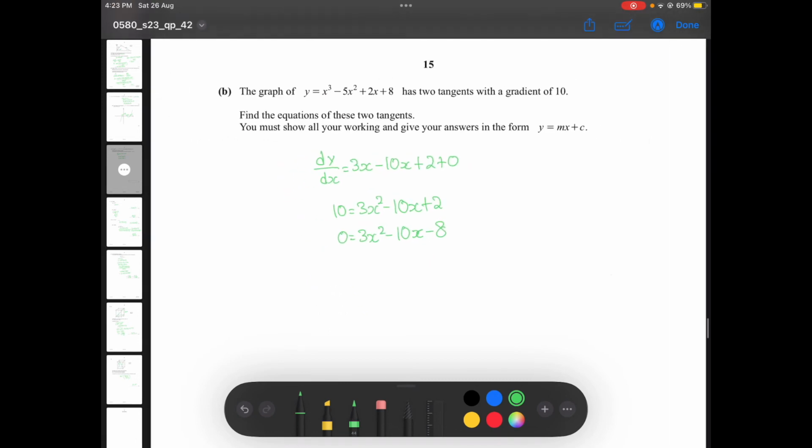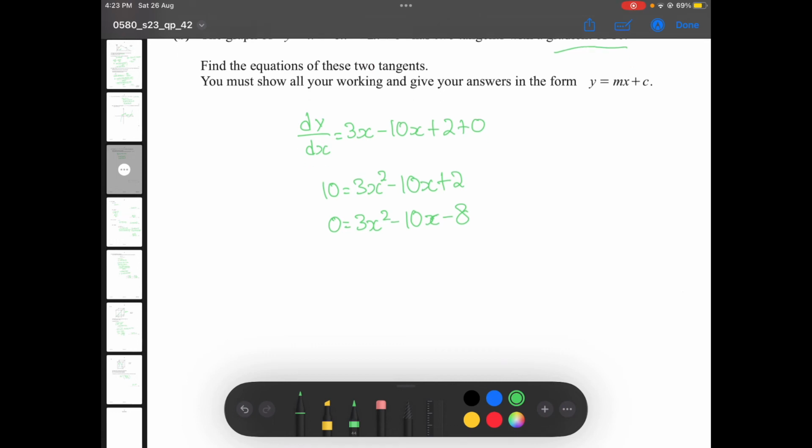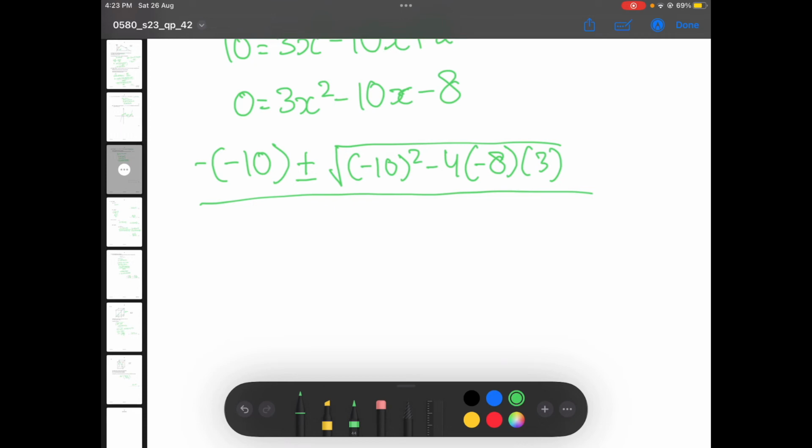We have this equation. Since 10 is from the gradient of 10, now the next thing we want to do is solve this quadratic equation. So x equals negative b plus or minus the square root of b squared minus 4ac, over 2a. Yes, so let's solve this equation. What values do we get? Negative of negative 10 plus or minus the square root of negative 10 squared minus 4 times 3 times negative 8, over 2 times 3.